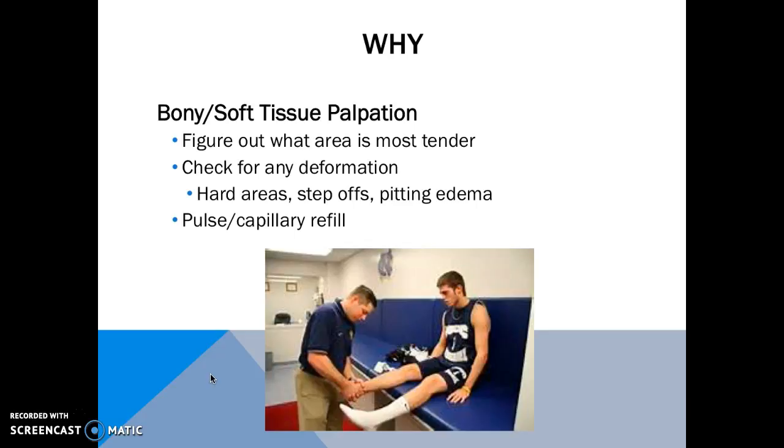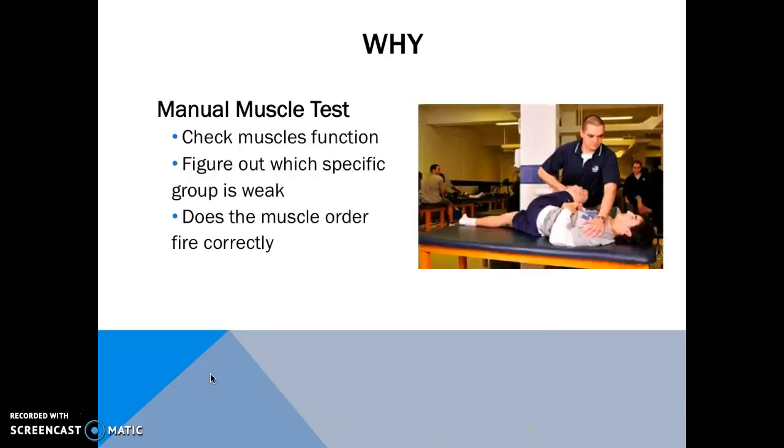They don't like it when I do that, and they mostly always say it's painful, but I really try to see, okay, do I feel any hard crust or any step offs? If I push down, is that swelling going to stay? And then check for capillary refill. Then I move pretty much right on to manual muscle tests.